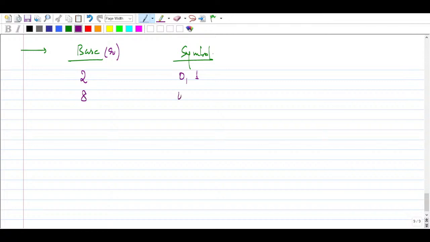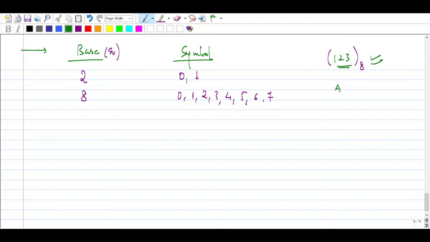Case of 8, 0, 1, 4, 5, 6, and 7. So suppose you are writing something in octal, right? So it has base 8. Whatever digit will be present inside this bracket, that digit should be less than the base. Suppose here I am writing 1, 2. This is correct in octal system.